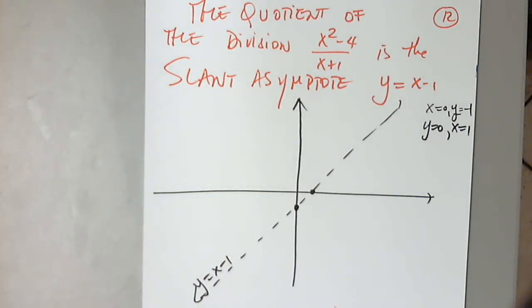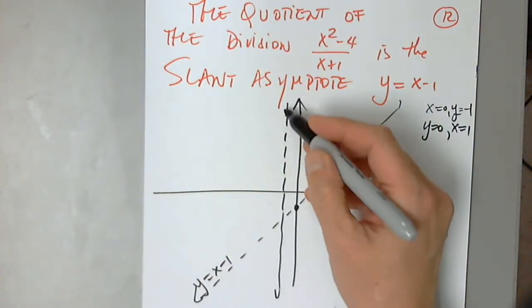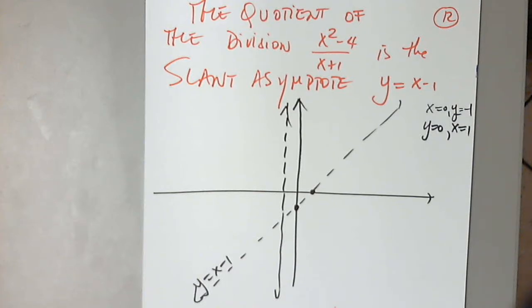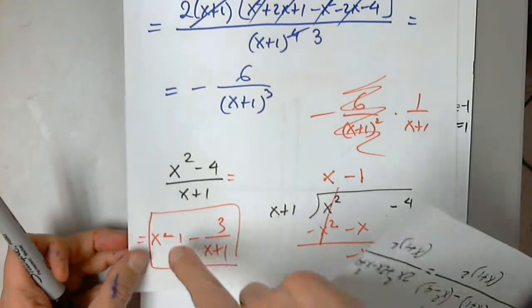It's not a solid curve or a line. It's not part of the graph of the function, but it has to be graphed. And also we have x equals negative 1. Only now we're ready to start the graph. That's why we have to do this. We have to find the quotient.